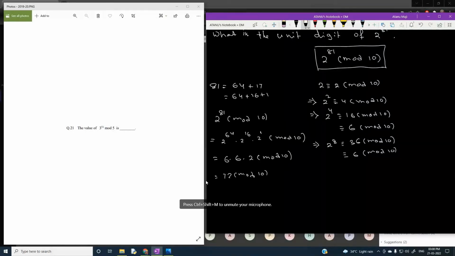तो 72 को अगर 10 से डिवाइड करेंगे, what is the remainder? That number we need and that number will be 2. तो इसका भी 2 to the power 81 का unit digit 2 होगा. You can check it. Got it? So if you can use any other simpler approach, simpler method, that will be okay.